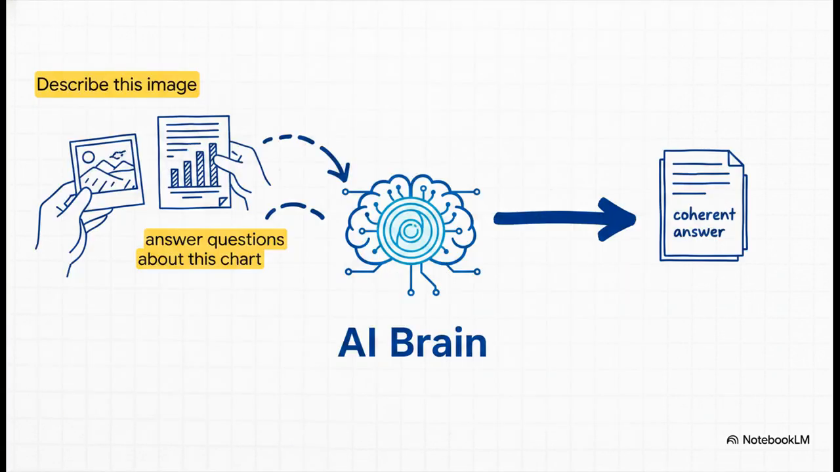To really ground that in reality, let's look at some extremely concrete prompts. You can literally hand the AI a photo of a broken engine part and ask, describe how to fix this. Or you can upload a dense, incredibly messy financial chart and just command it to answer questions about this chart, or extract the Q3 revenue trends. It seamlessly merges visual recognition with language prediction to give you a highly accurate answer.